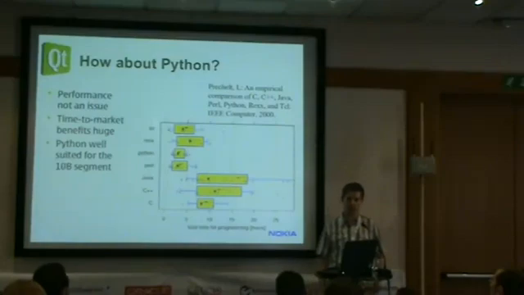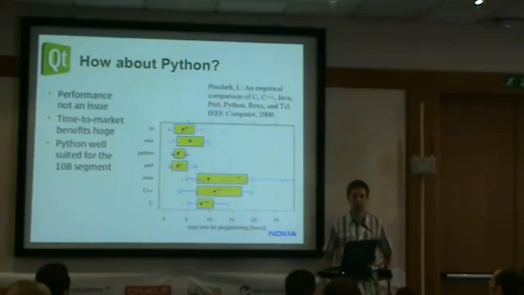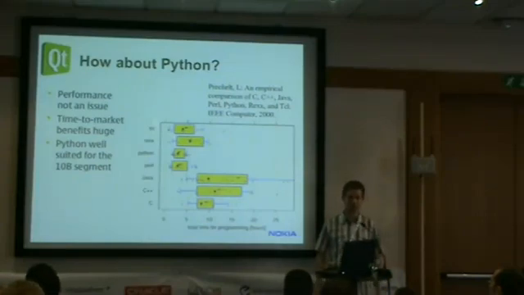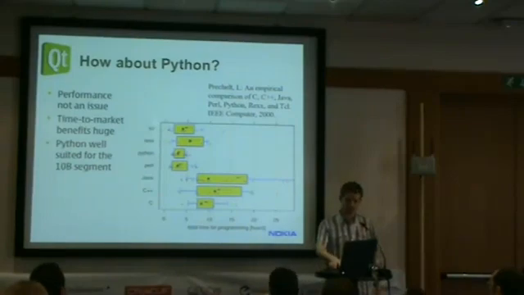Performance is not an issue. There are already lots of embedded devices using Python, and the devices anyway have so much memory and CPU power that it doesn't really matter. And with all the new kinds of devices, time to market is not going to be any less significant a factor in development than before. So Python together with Qt should be very well suited for the next 10 billion segment.